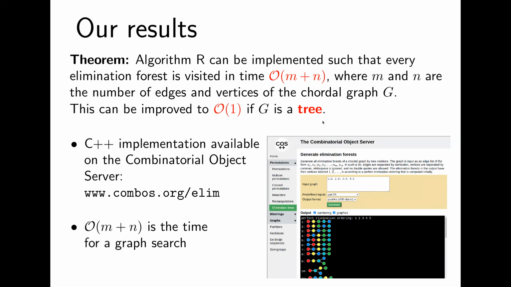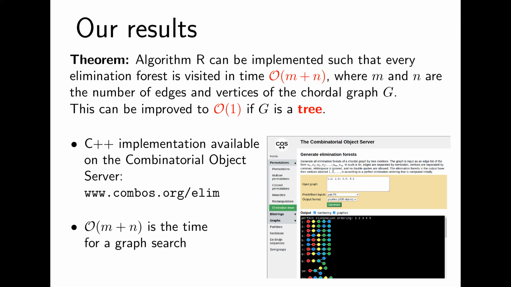Now one additional remark, where does this m plus n come from? This m plus n comes from the time that it takes to do a single graph search, by just a classical BFS or DFS. This is what determines this running time. And somehow in the tree case, we can dispense with this graph search and do it differently, and then we improve it to loopless.